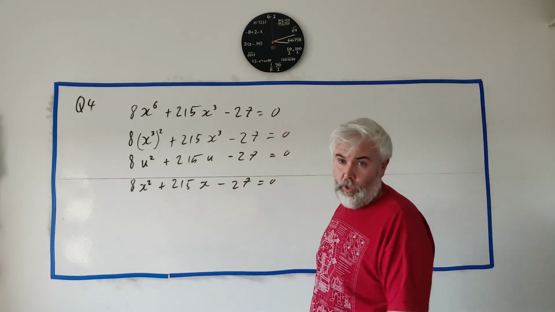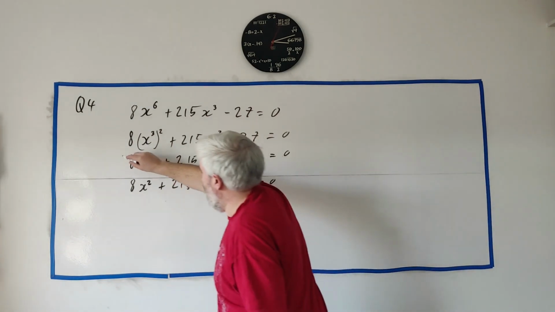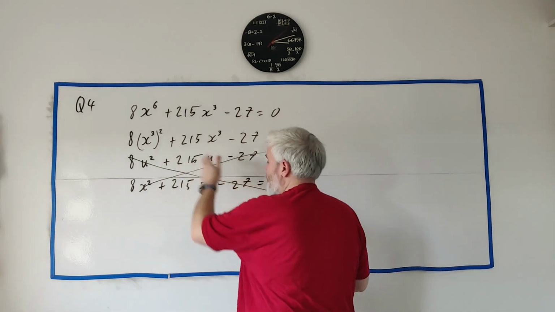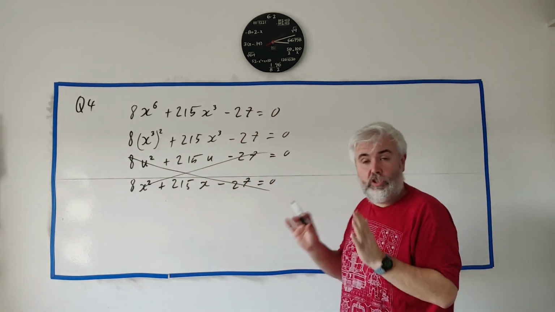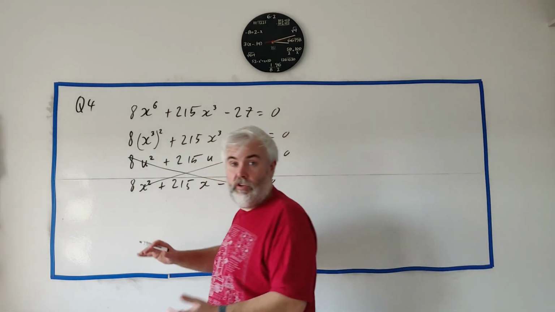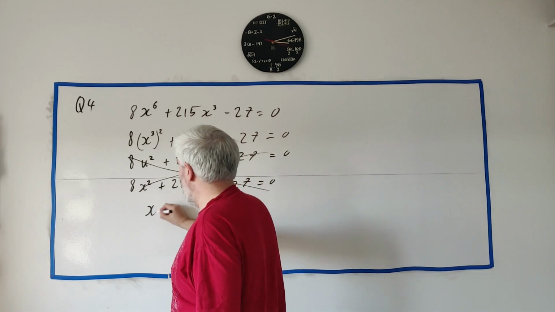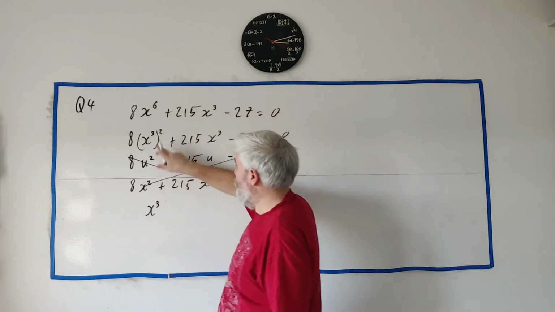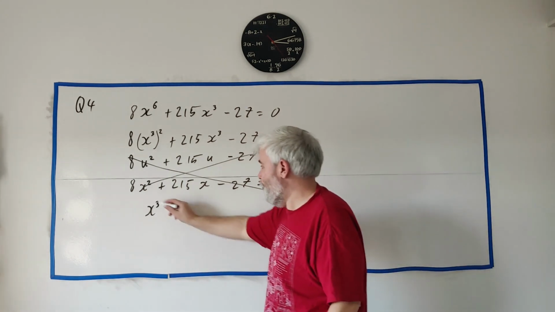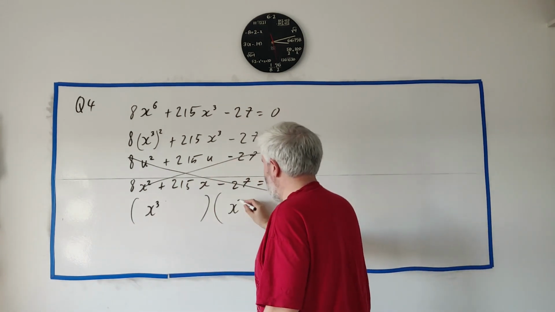I would advise you using one of these. I'm going to go ahead and solve from this line here, so let me just put a line through these two. I'm going to go ahead and solve from this one here. You solve this like any other quadratic. The first thing you should usually try is to factorize it. So we would get 8(x cubed) squared plus 215x cubed minus 27. Instead of x, I'm writing x cubed. Everywhere you would write an x, I'm going to write an x cubed. And we attempt to factorize this.